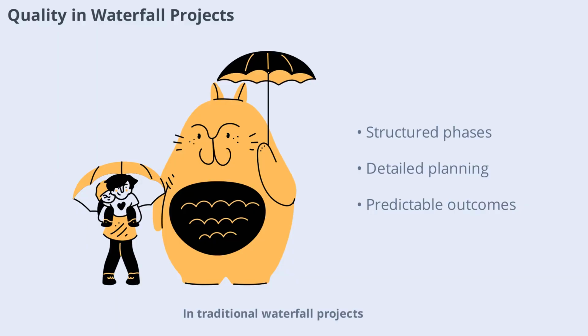In traditional waterfall projects, quality is often managed through detailed planning and sequential phases. Each phase includes specific quality checks and approvals before moving to the next. While this approach provides structure, it can be less flexible than Agile methods. However, with thorough planning and clear standards, waterfall projects can achieve high levels of quality and predictability.